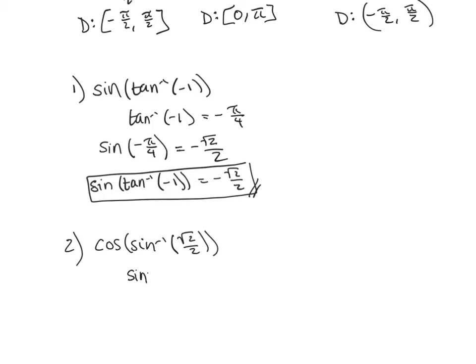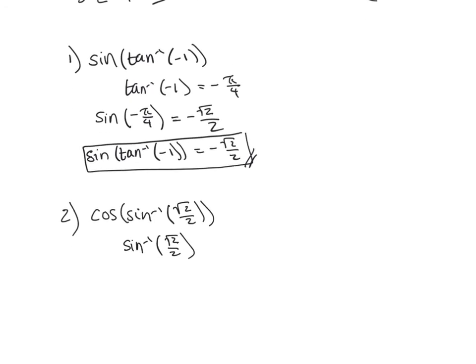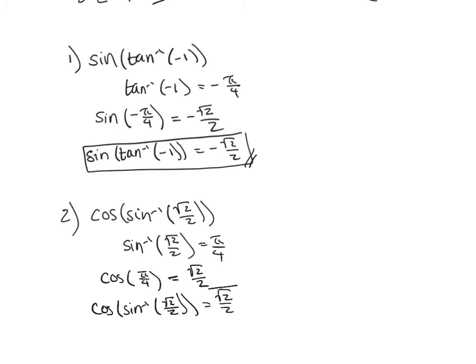When I think of sine inverse of square root of 2 over 2, again, you can draw a triangle, but if we take a look up here, square root of 2 over 2, that's in quadrant 1, that's going to be at pi over 4. Then we're going to take that, plug that into our outer function, and have cosine of pi over 4. And that's going to be square root of 2 over 2. So our final answer here is cosine of sine inverse of square root of 2 over 2 is equal to square root of 2 over 2.